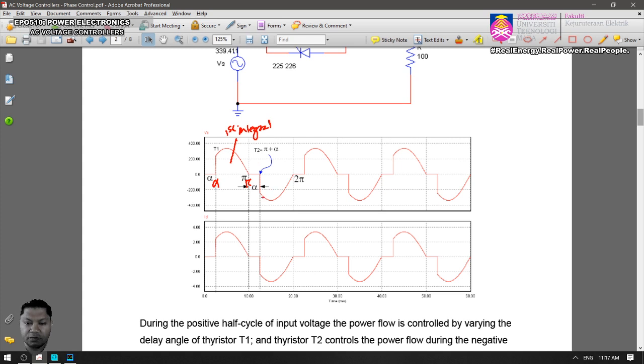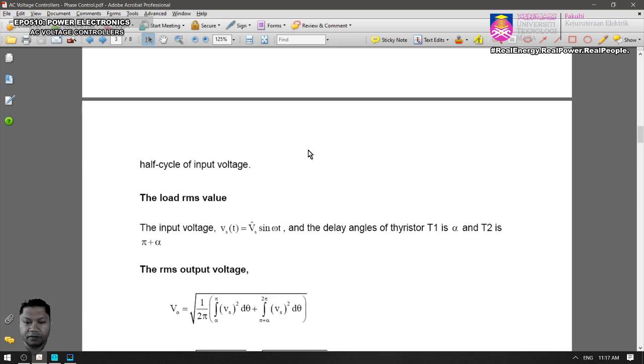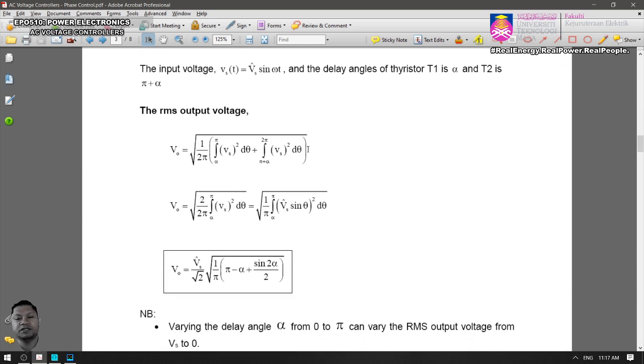And the second integral will be from pi plus alpha to 2 pi. So this is the second integral. Right? So therefore, if you look at the equation again, you have the RMS output voltage, V out, equals 1 over 2 pi, the integral from alpha to pi of V s squared d theta, plus the integral from pi plus alpha to 2 pi of V s squared d theta.